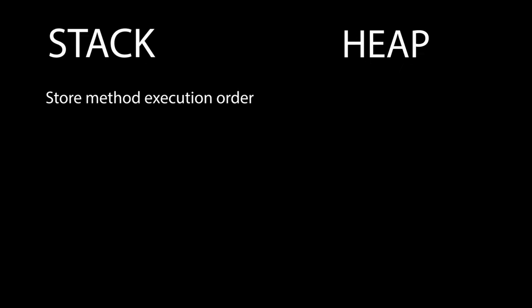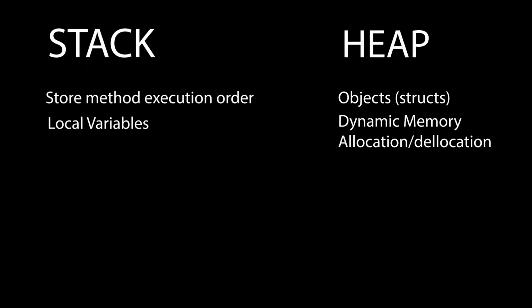The main difference between the stack memory and the heap memory is that the stack is used to store the order of method execution and local variables, while the heap memory stores objects and it uses dynamic memory allocation and deallocation to do just that. Stack accesses local variables while heap allows you to access global variables.